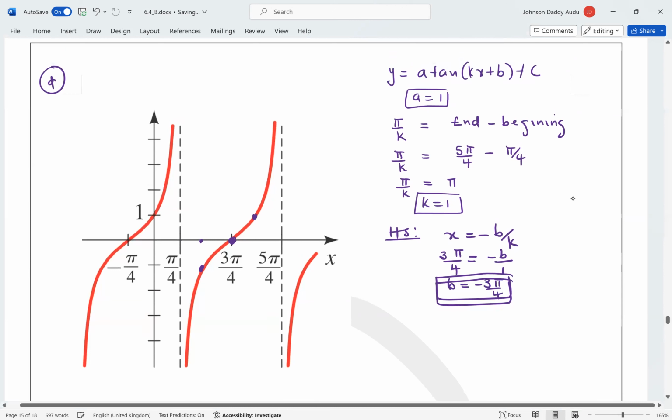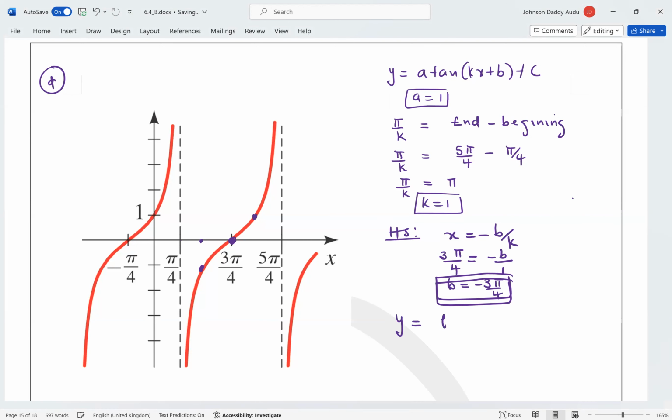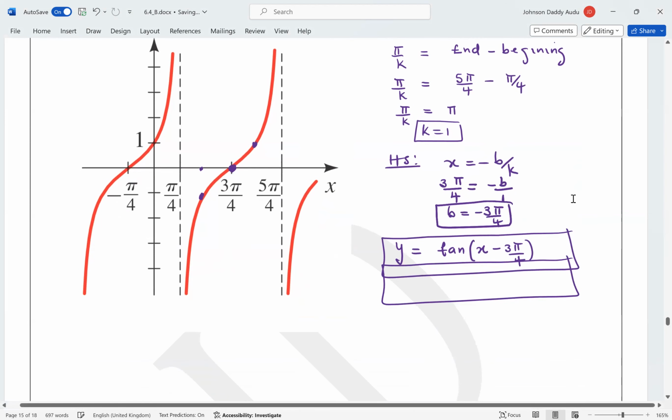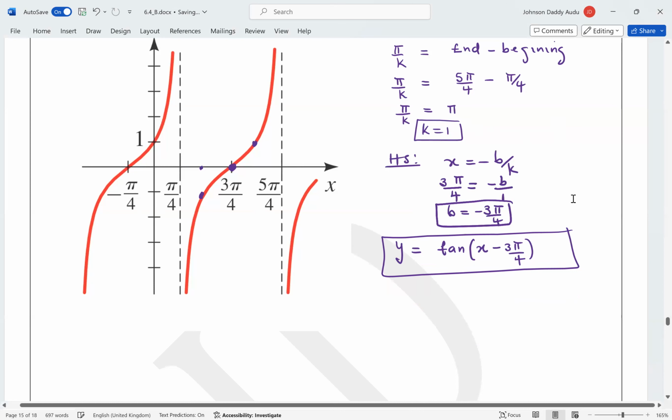So clearly it means that the graph is just going to be y equals tan, where k is 1, so this is tan x, and b is minus 3 pi over 4. And c is 0. So this is the graph, and we can test it. You can just test one or two points.